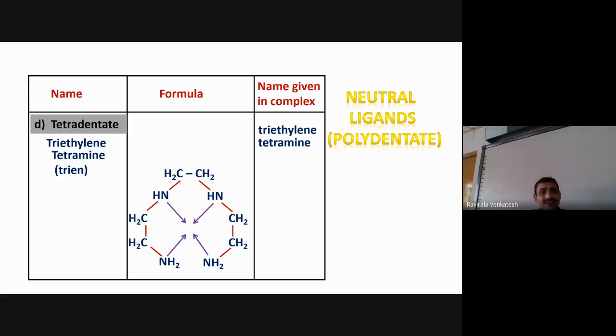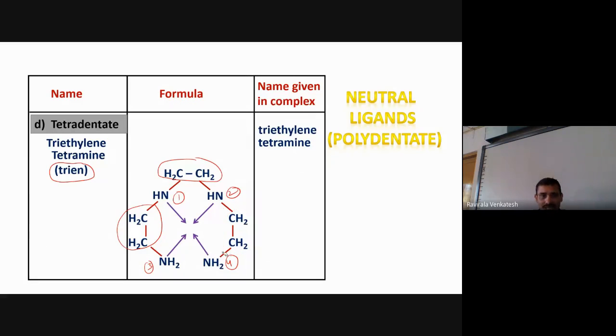One more neutral ligand, a tetradentate ligand. Tetradentate is called trien here. Trien is nothing but 3 ethylene groups. In the previous case, 2 ethylene groups were there. Now you have 3 ethylene groups: first ethylene, second ethylene, third. So triethylene. How many amines are there? You see, 1, 2, 3, 4 amines. Therefore, tetraamine. Triethylene tetraamine you can call it. The simple structure you can write as trien like that.